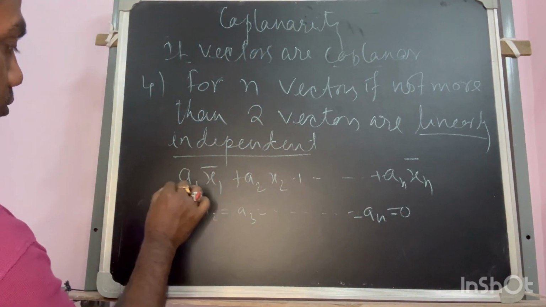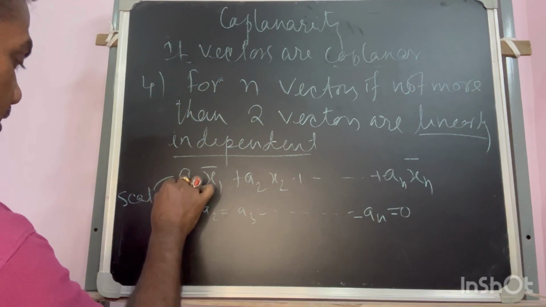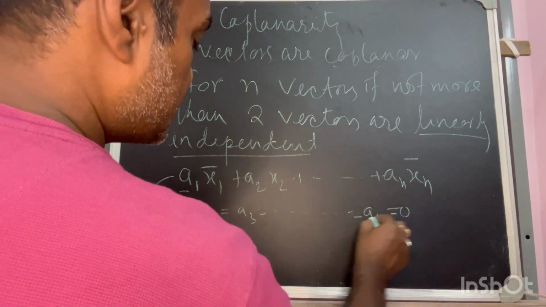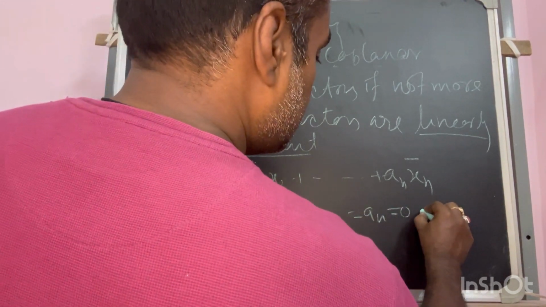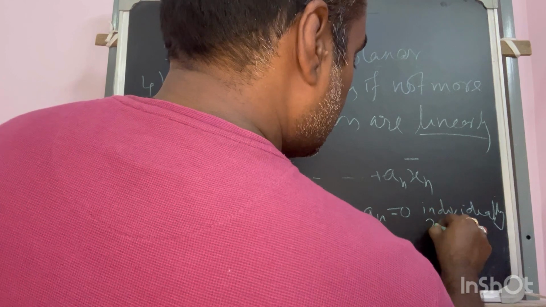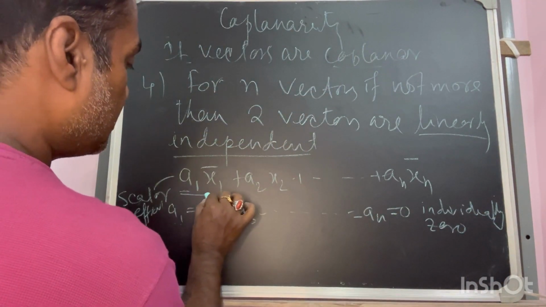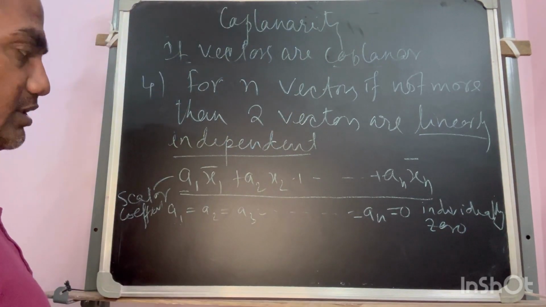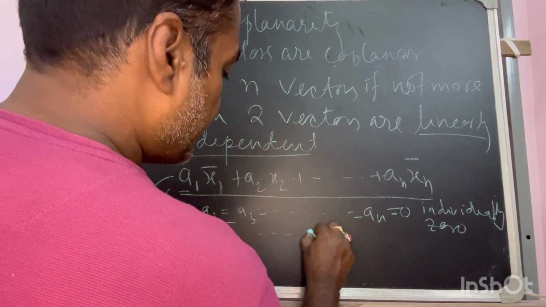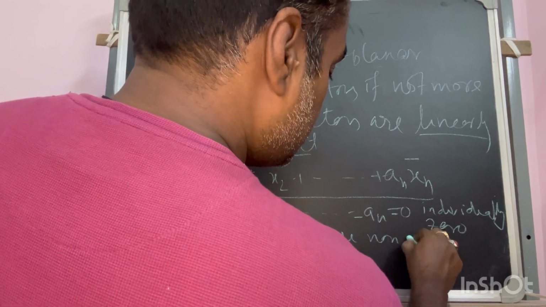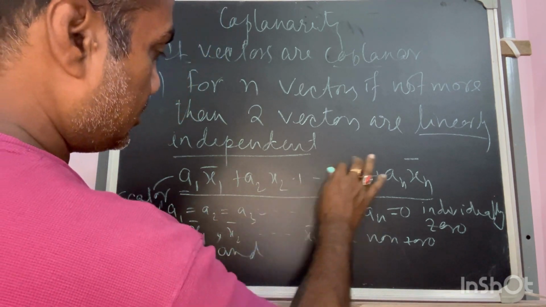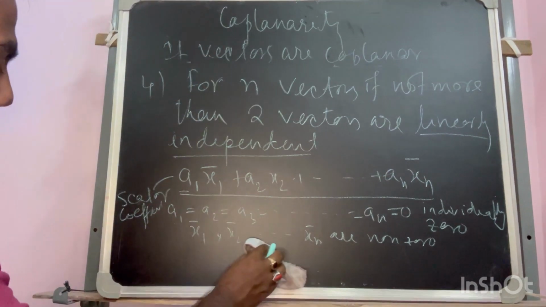That means these are the coefficients. This is a scalar coefficient. Okay, and the first condition is that if all scalar coefficients are individually 0, then we can express a vector linearly in linear combination. Here is another condition: all vectors x1, x2, and so on are non-zero. Yes, all vectors are non-zero. This is the condition.